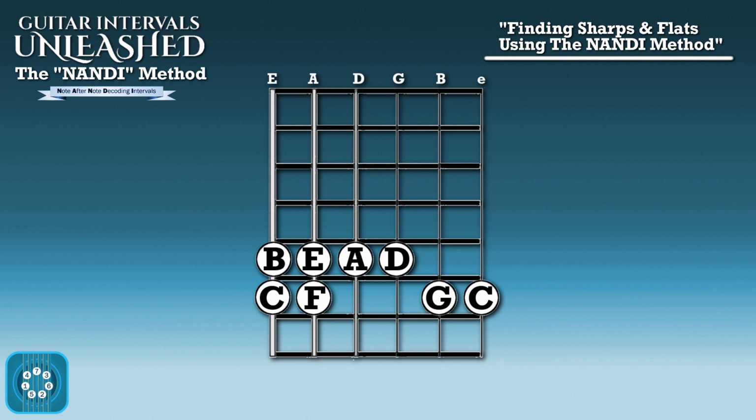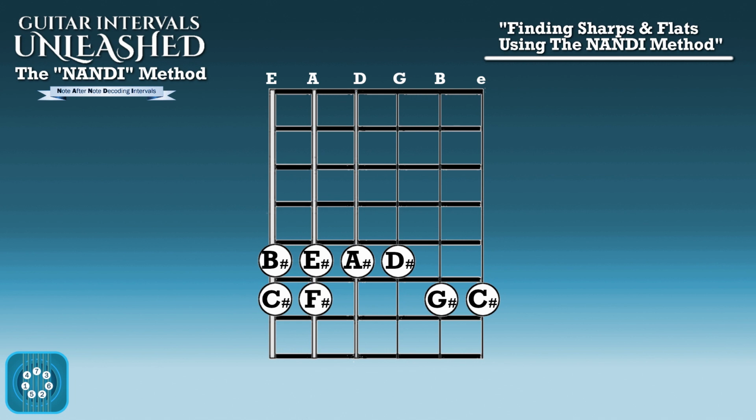But how does this help us find the sharps and flats? Well, if you were to sharp every natural note, you would get every sharp note: B sharp, E sharp, A sharp, D sharp, G sharp, C sharp, F sharp.